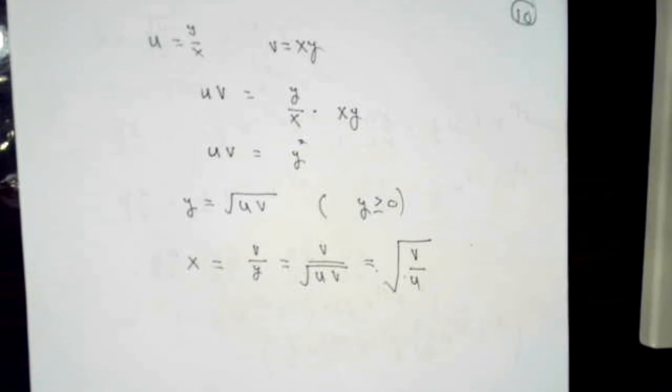v, since it's non-negative, is the square root of v squared. Combine those into one square root, cancel out a factor of v, and you'll find out that x is the principal square root of v divided by u. So we now have x and y in terms of u and v.